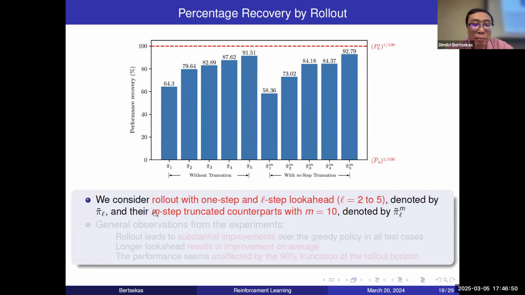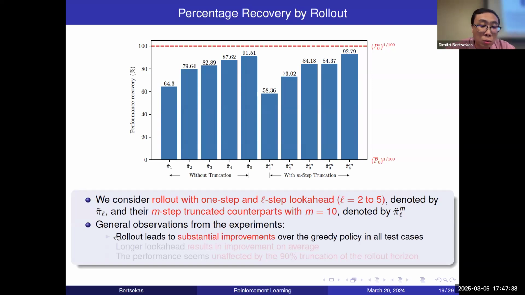And we also run m-step truncated counterparts. So the superscript here, m, represents the number of rollout steps after which we just truncate the whole thing. Essentially, that means the terminal cost is equal to 0. And this is denoted by pi tilde L, m, where the subscript is the number of lookahead steps and m is the truncation. Since we are looking at horizons of 100 steps, and we use rollout simulation length of only 10 steps, it's 10% of the overall trajectory.